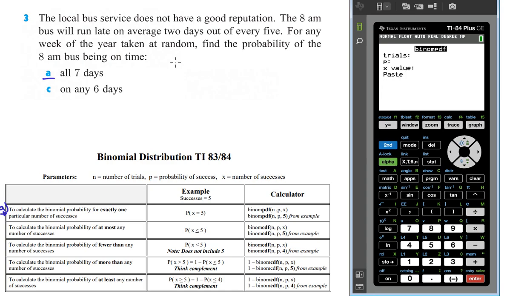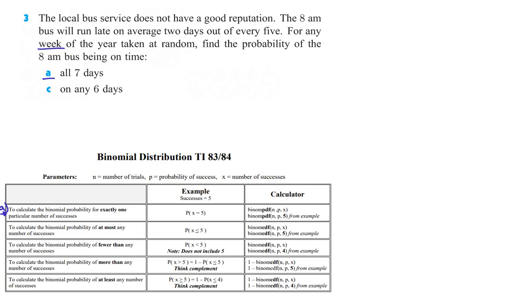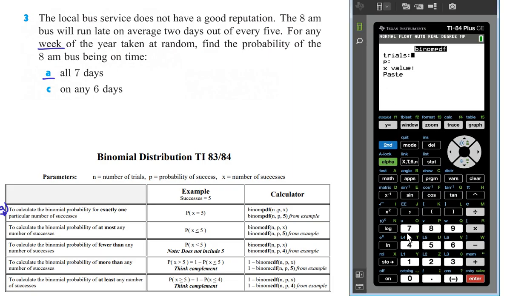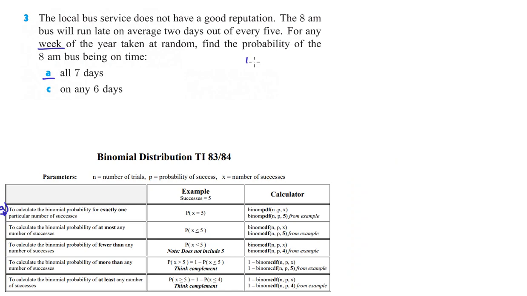Okay, so number of trials. For any week of the year taken at random. So week, that's going to be 7 days, right? So our trials is going to be 7. And then the probability that that bus is on time. It says it runs late 2 out of every 5. So if it's late 2 out of 5, that means it's on time the other 3 out of 5. So that's going to be 0.4 late, and this is going to be 0.6 on time.